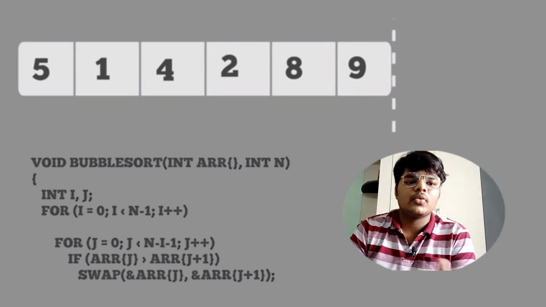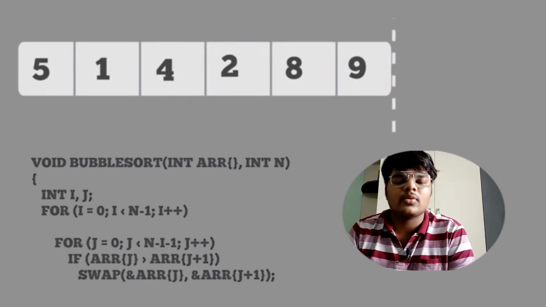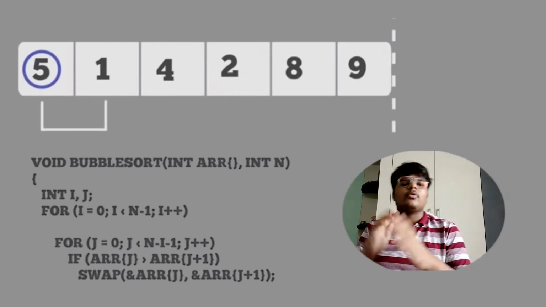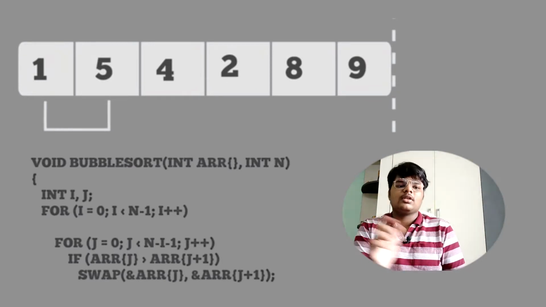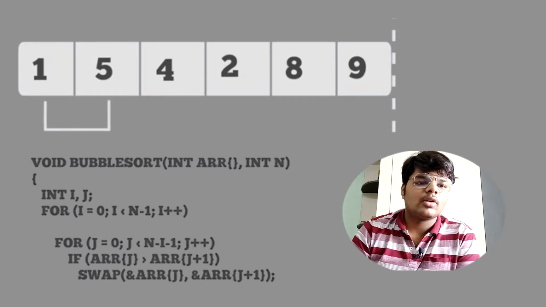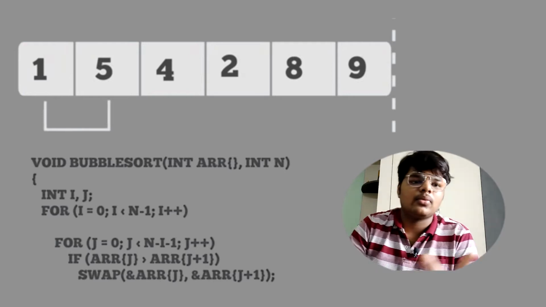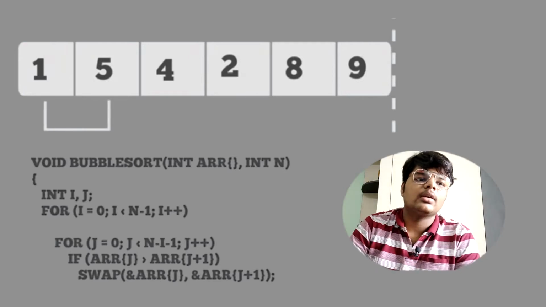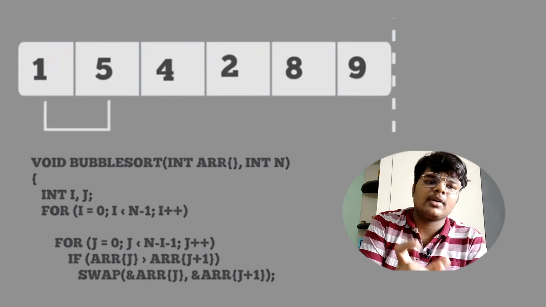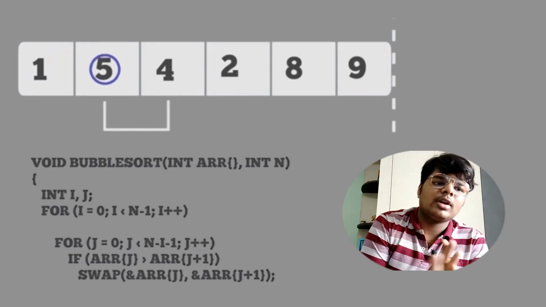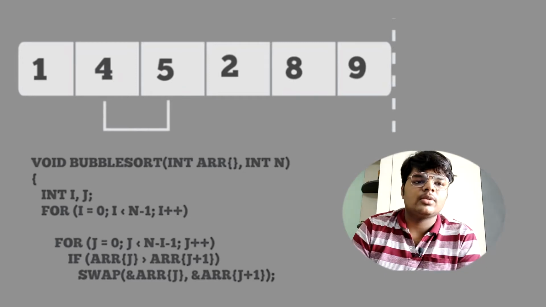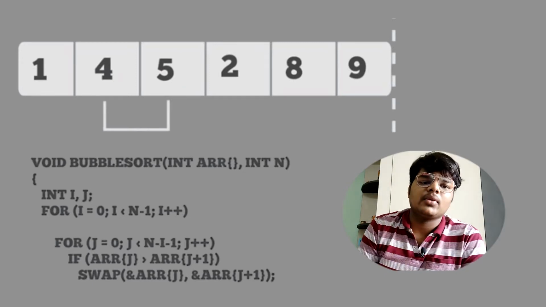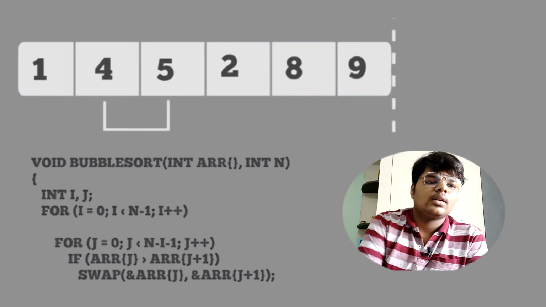Now compare 5 with 1, and as it's obvious that 5 is greater than 1, swap 5 with 1. So 1 comes here and 5 comes here. Now the array becomes 1, 5, 4, 2, 8 and 9. Similarly, again compare 5 with 4 and swap the elements. Always compare the consecutive elements. Now the updated array becomes 1, 4, 5, 2, 8 and 9.